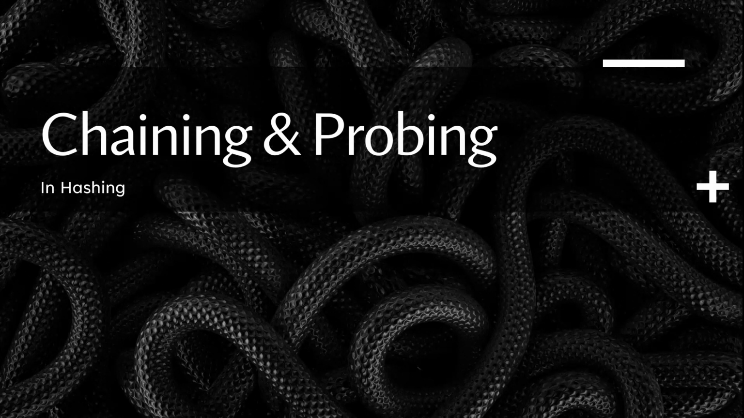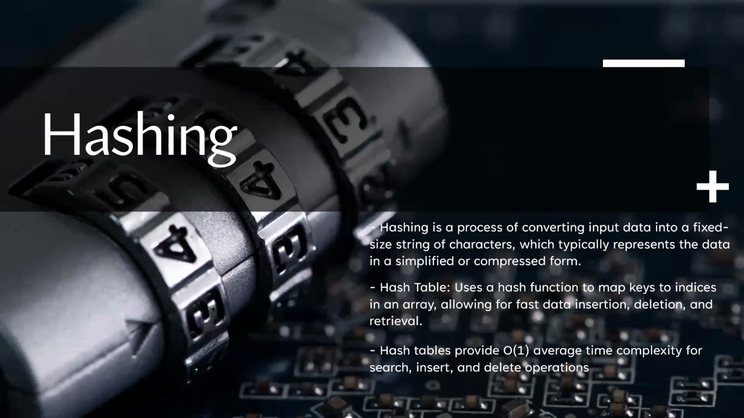Not the kind that aliens do, but the ones in hashing. Now, what is hashing? Hashing is a process of converting input data into a fixed size string of characters, which typically represents the data in a simplified or compressed form. Hashing is used in various applications like data storage, cryptography, and error checking.